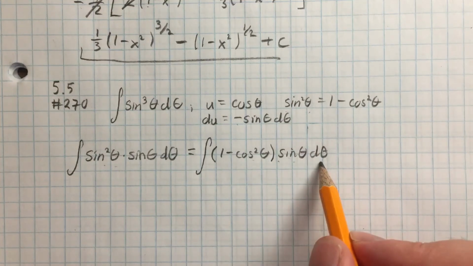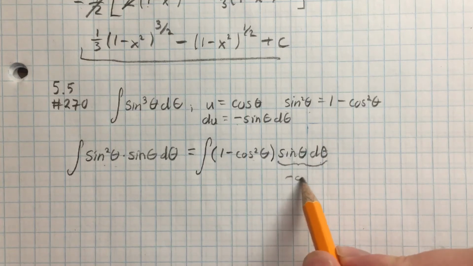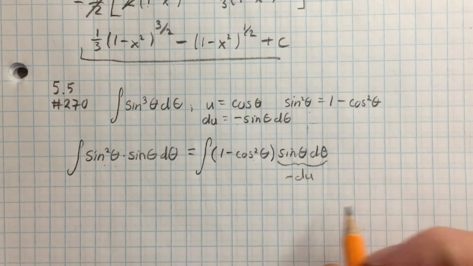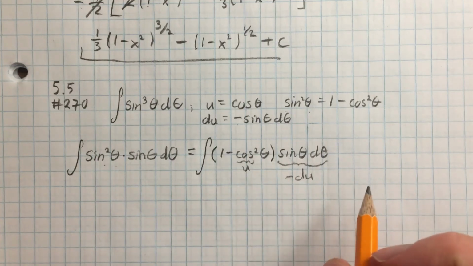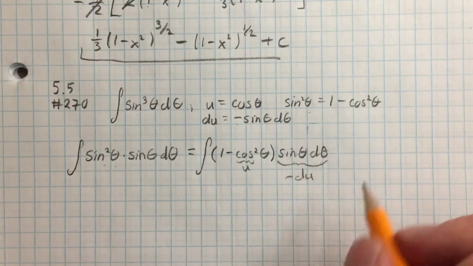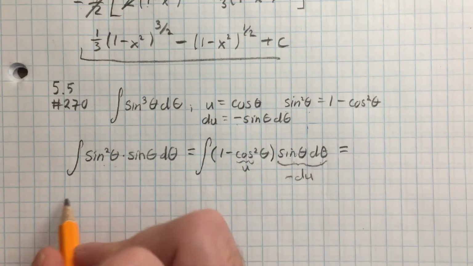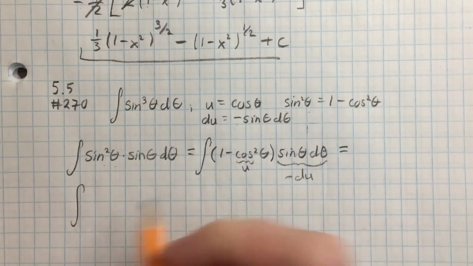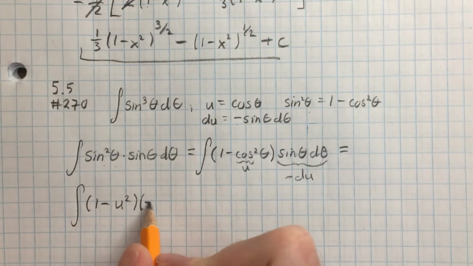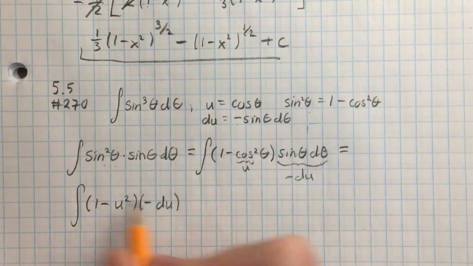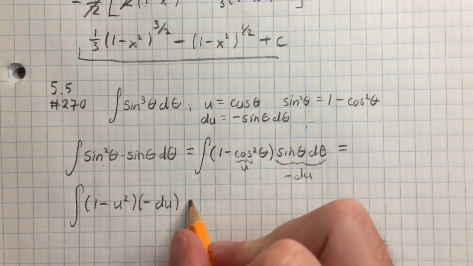So we have a sine theta d theta floating around here, which will become negative du, of course. And here, cos will be u itself. So we can see that this integral can now be written all in terms of the variable u. I'm going to shift the negative to the outside. I'll do that in one moment though. So we'll have 1 minus u squared negative du. Negative goes to the outside, or I can just switch this around, write this as u squared minus 1.